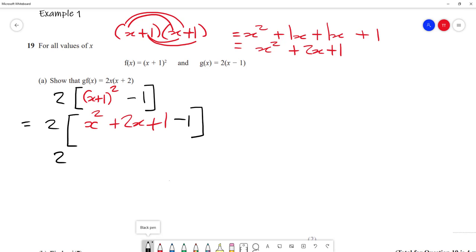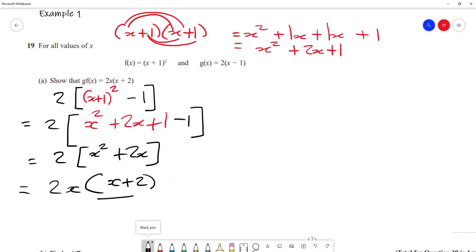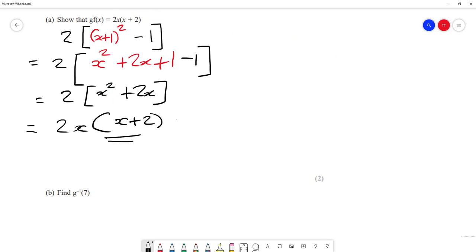And that will simplify to give me the following. I will get x squared plus 2x. So what I can do is take x out as a common factor. So I get 2x times (x plus 2). And that was what was required. Okay, let's take the next part.